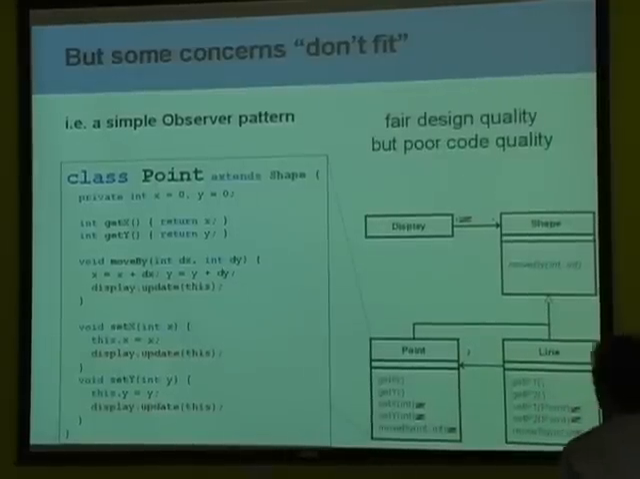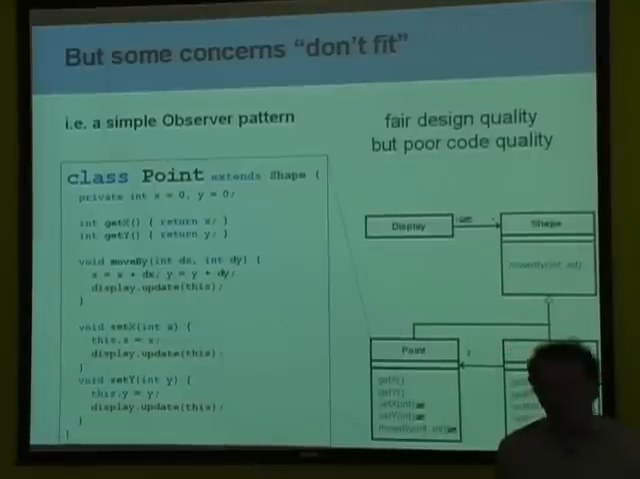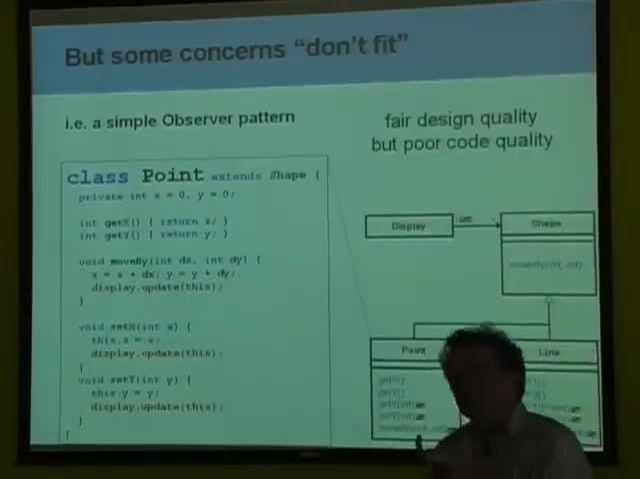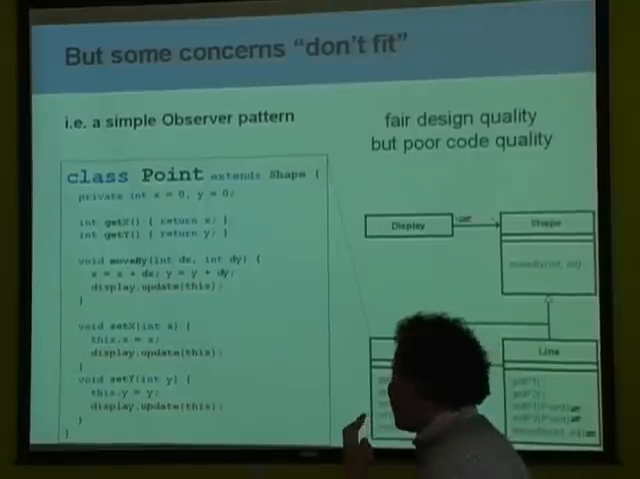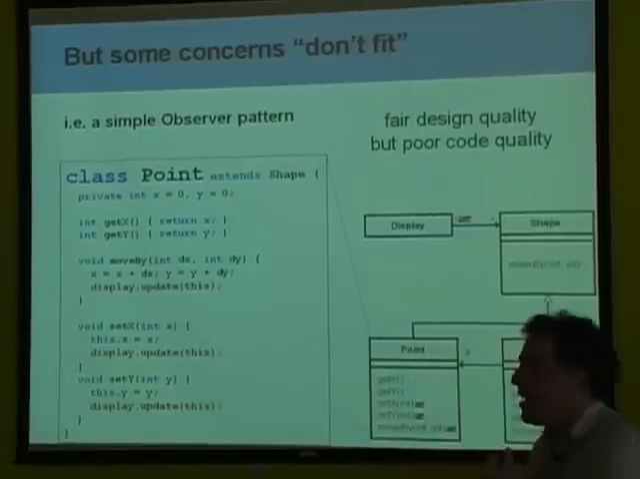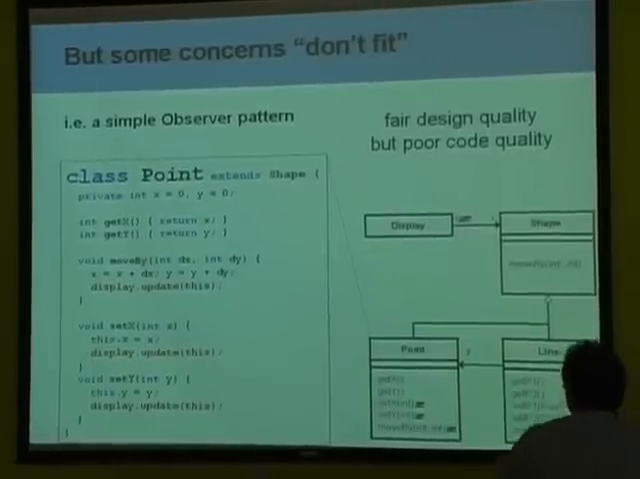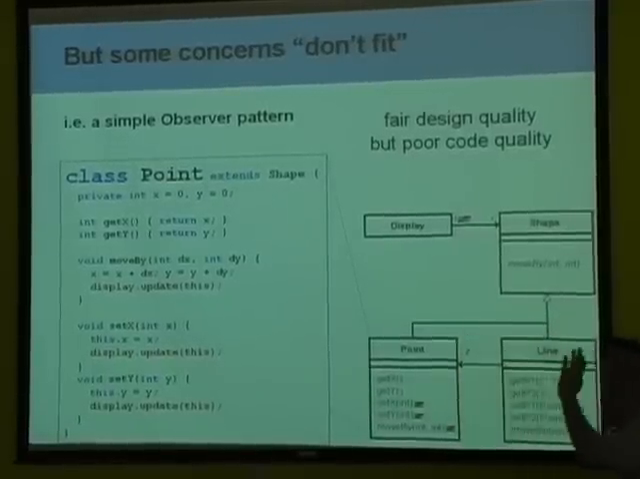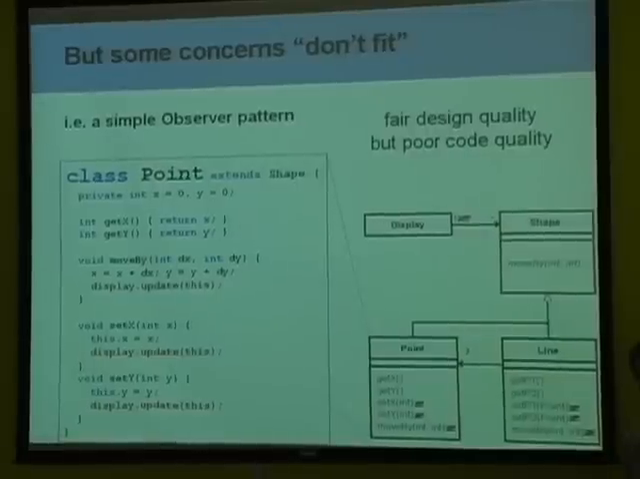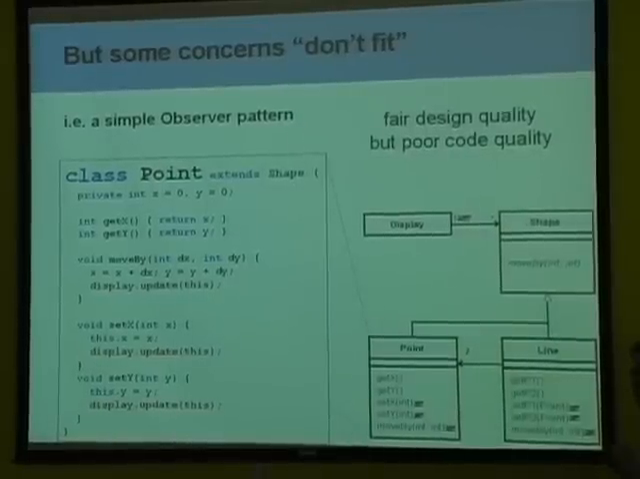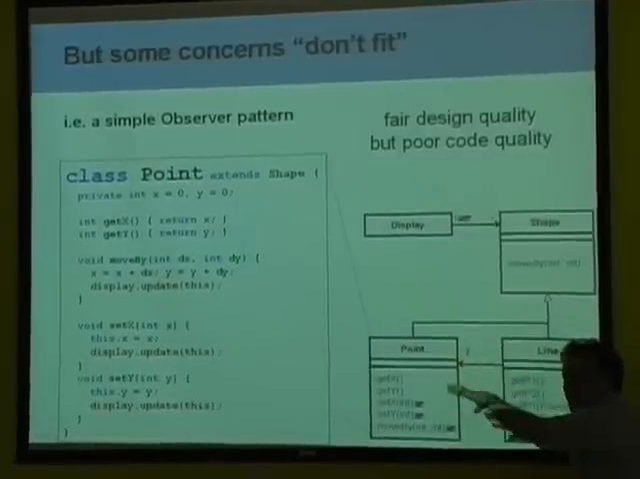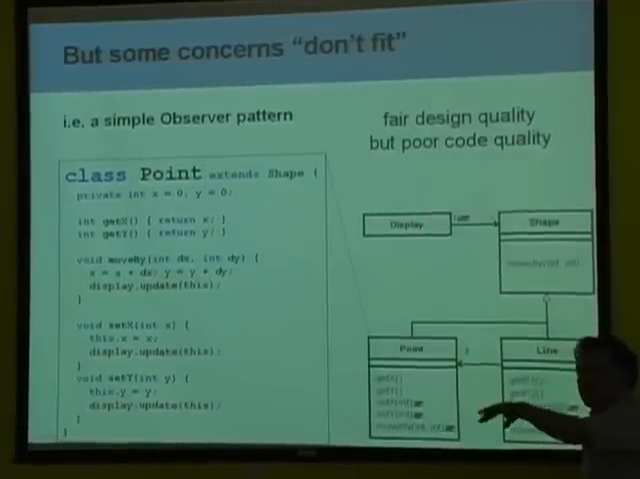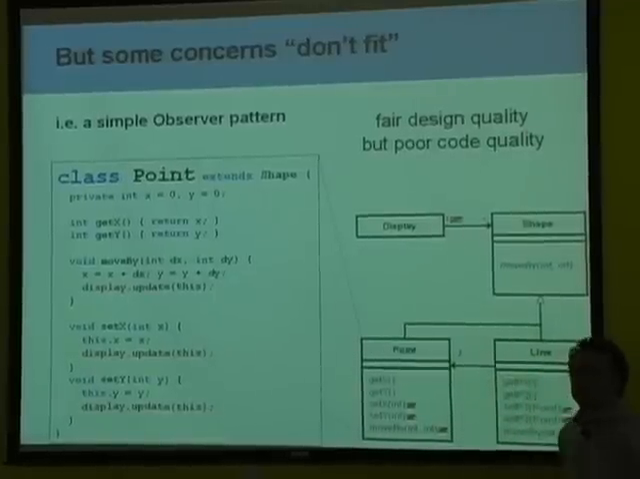One way to think about that is, now that we have the word observer pattern, we had what I like to think of as fair design quality. Because you could say, well, there's this nice thing, and there's an observer pattern. But we didn't have great code quality, because you say, well, there's this nice thing, and then there's an observer pattern. And if somebody says to you, well, where is it? You say, well, it's kind of all over.